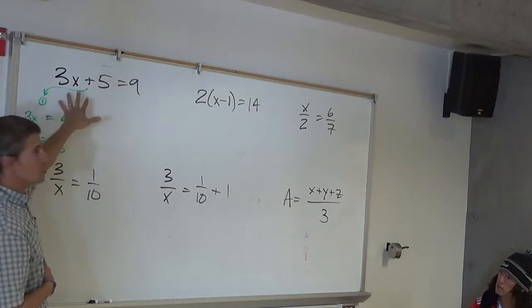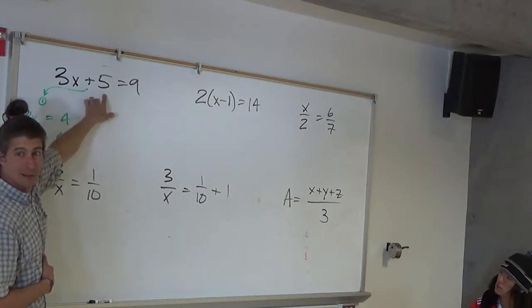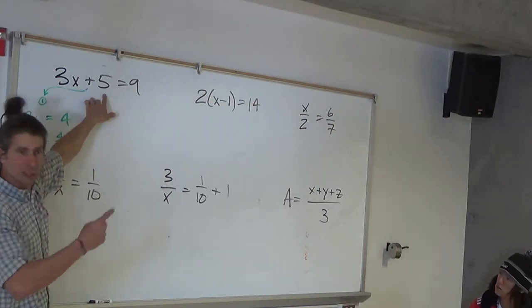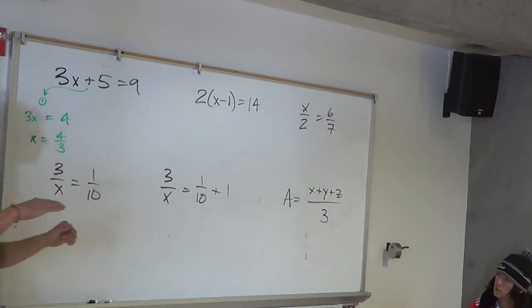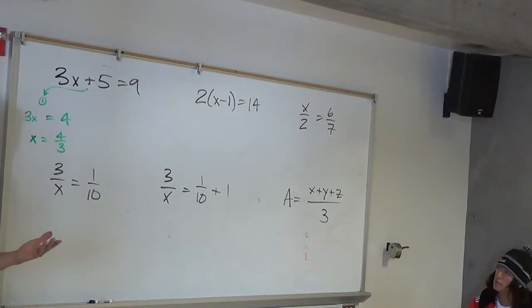Since the last thing you did in building this was adding 5, the first thing in unbuilding it, or undoing it, or deconstructing it, is to subtract 5. And then dividing by 3. That's a way to deconstruct it.